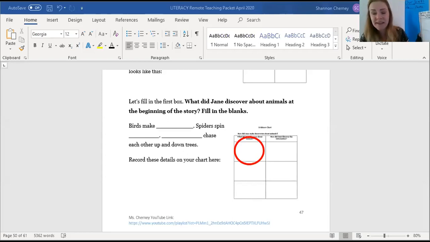One more time. We're gonna fill in these blanks with the information we just read from the text. Then you're gonna take this information and put it on your chart right here. Also goes right here. I'll meet you back here when you're done.